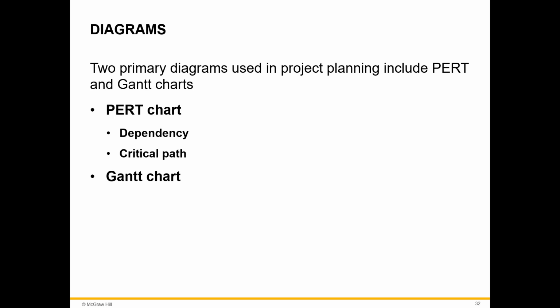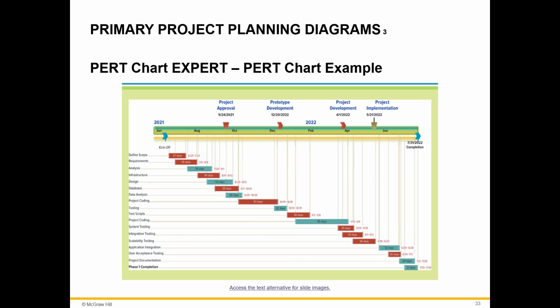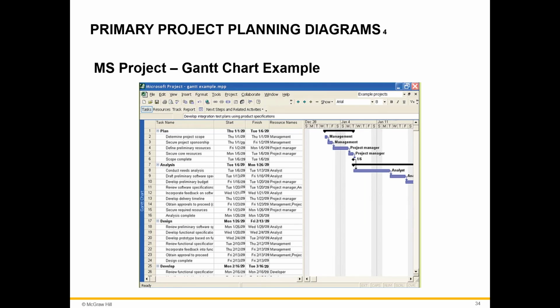Two primary diagrams used in project planning include PERT and Gantt chart. This slide shows an example of a PERT chart, and this slide shows an example of the Gantt chart.